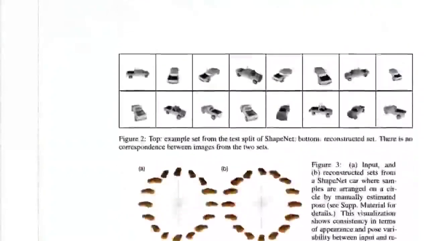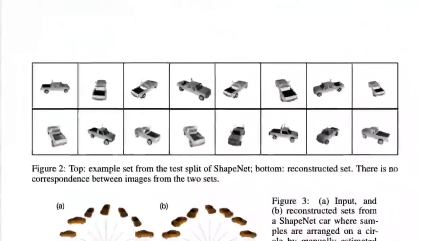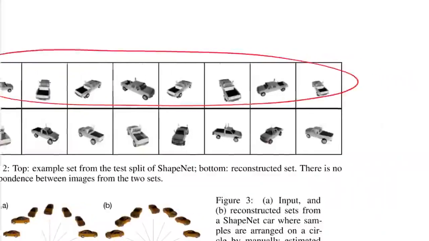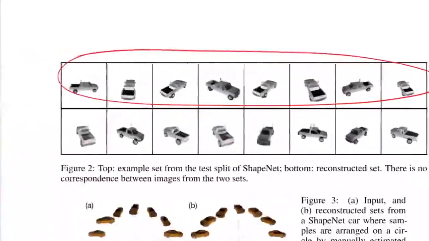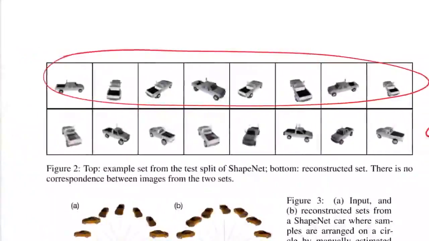So what does this do? As we already saw, here on top you have a set, and you feed that through the encoder. That gives you a Z identity, and then you feed that to the generator, and you can ask it to produce any amount of images you like. They just chose to produce the same amount. There's no correspondence, but you see it's the same truck.